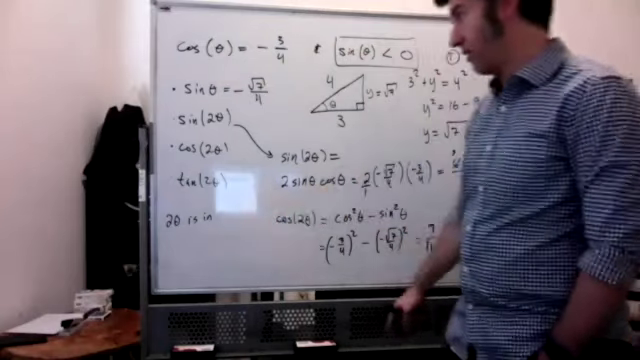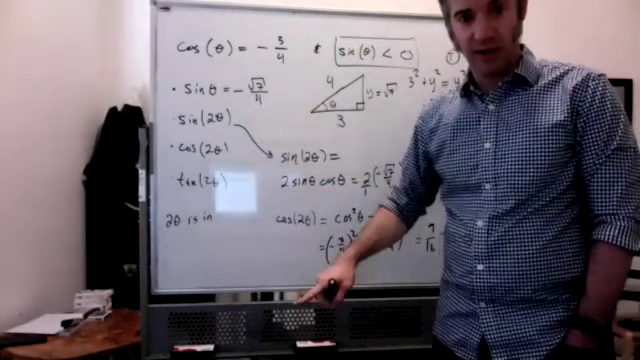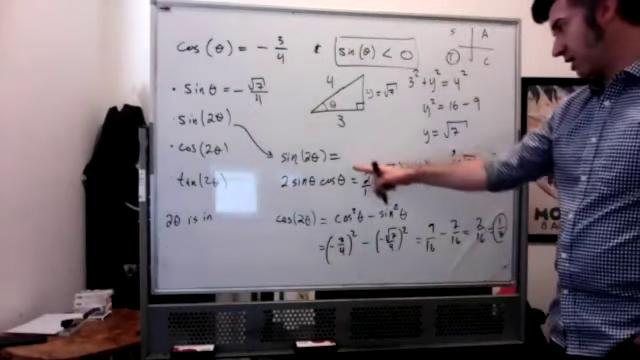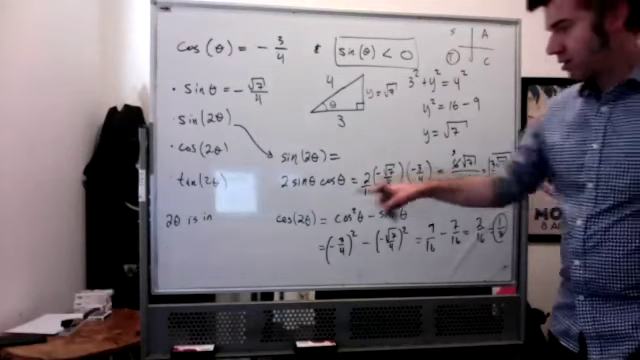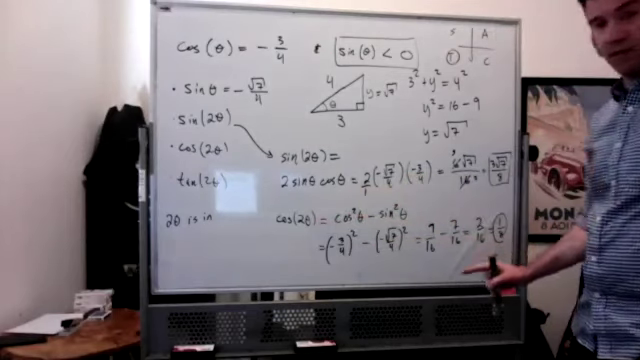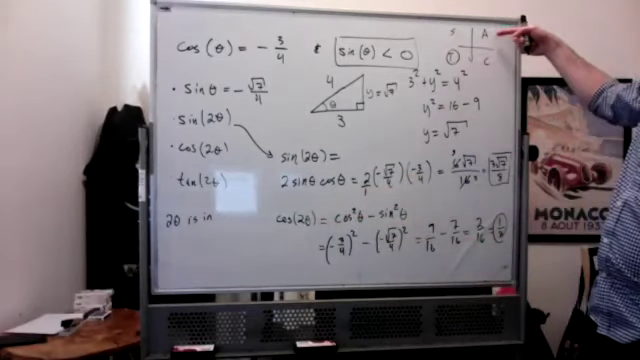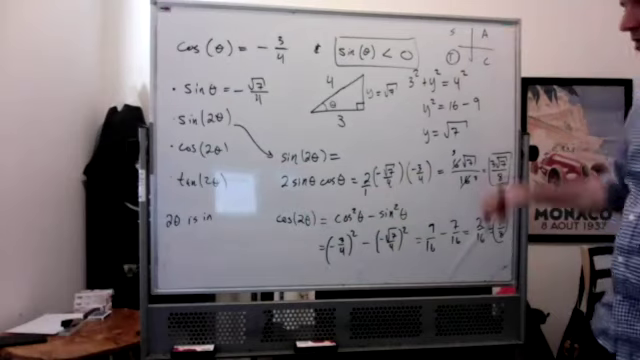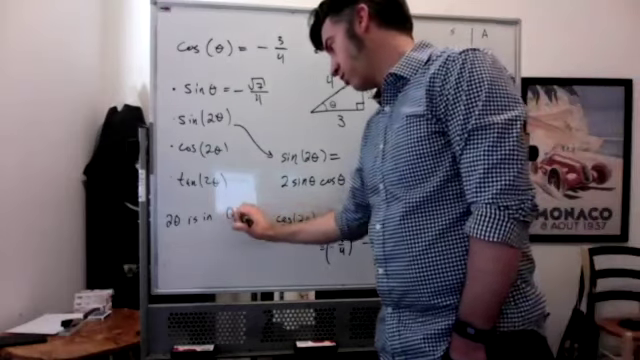2 theta, well, if I look at sine of 2 theta and cosine of 2 theta, sine of 2 theta is positive, cosine of 2 theta is positive, and since they're both positive, the only quadrant where sine and cosine are both positive is in the first quadrant. So 2 theta is in quadrant 1.